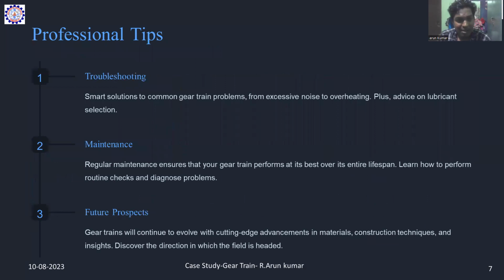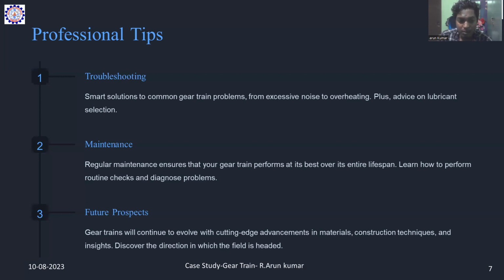Now the professional tips: troubleshooting, maintenance, and future prospects. What is troubleshooting? Smart solutions to common gear problems, from excessive noise to overheating, plus advice on lubricant selection. In maintenance, regular maintenance ensures that your gear train performs at its best over its entire lifespan. They learn how to perform routine checks and diagnose problems.